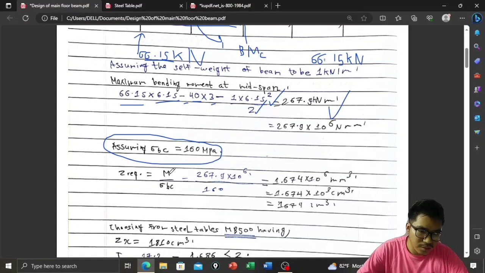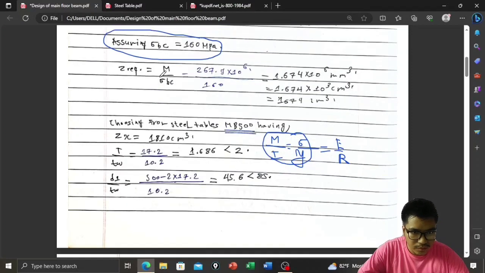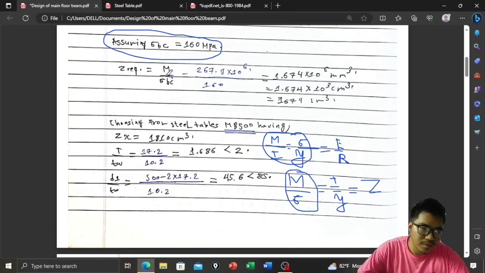So Z is equal to M by sigma. From the bending equation, M by I is equal to sigma by y, which is equal to E divided by R. From these terms, we need the value of Z. So M by sigma is equal to I divided by y, and this I divided by y is Z. So Z is equal to M by sigma, and in this case sigma bc.